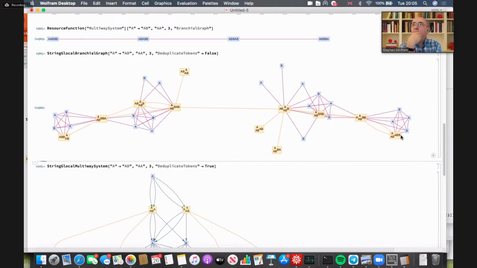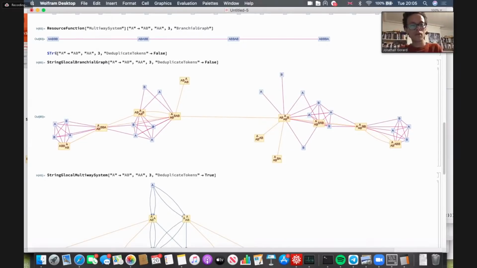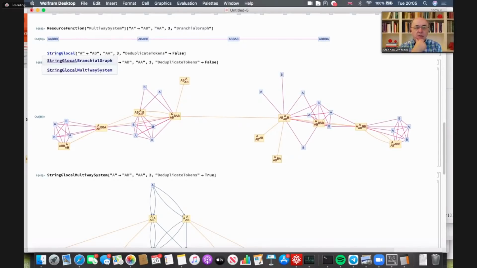I understand, but then can you show the actual evolution event graph for this thing for a second? Oh yeah, sure, sorry. That was A goes to AB, and we can look at... You mean the glocal case or the multiway case? The glocal case. Okay.